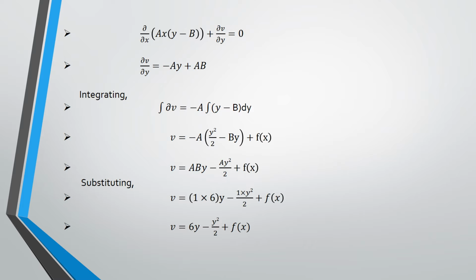By solving, we get dou v by dou y equals minus a y plus a b. By integrating the above equation, we get v equals minus a into y square by 2 minus b y plus f of x, that is v equals a b into y minus a y square by 2 plus f of x. Now substitute the values of a and b in the above equation. We get v equals 6y minus y square by 2 plus f of x.